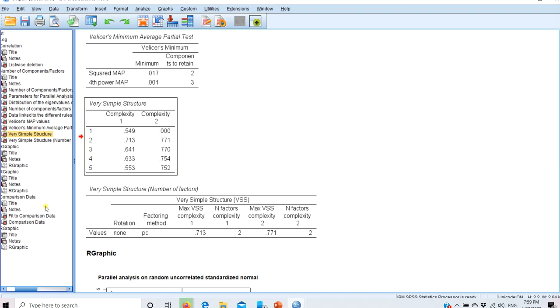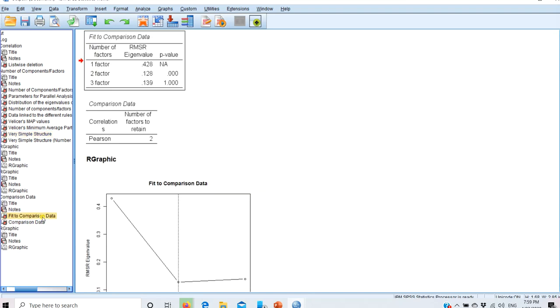Now the last method, fit to comparison data, and this is the result. This is the eigenvalue, and the second factor is associated with the significant eigenvalue. Therefore, the number of factors to be retained is 2. But I am just explaining how we can do this interpretation if this output is not there and only this table is there. Fortunately, this add-on or this R custom dialog box does it for us. So this comparison data is also suggesting 2.